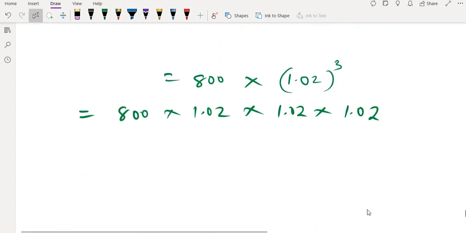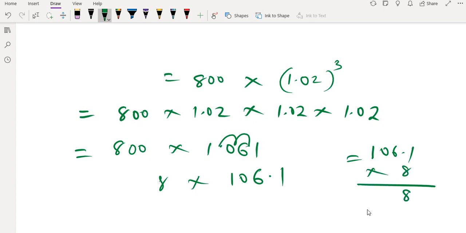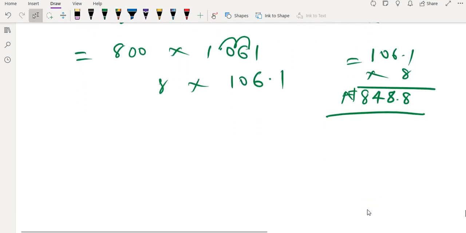So what did you get? 1.02 times 1.02 times 1.02. It's 1 point something. Okay, times 800. Let's move the zeros 2 times. So it's 8 times 1.02. Let's do it here. How many decimal places? So this is the amount after 3 years.